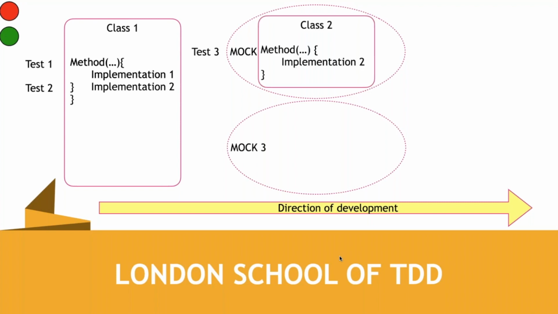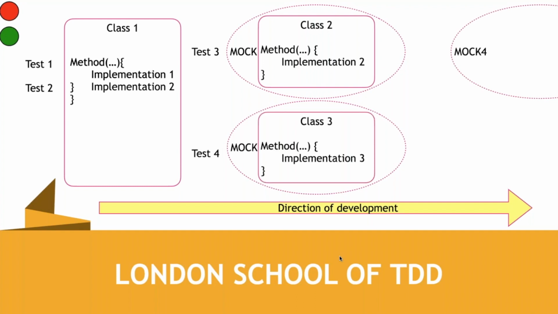I write test 3. Finally, I write class 2. I mock again the collaborator. Test 4 for class 3, and I mock again the collaborator. And I keep going like this until I reach the end. At some point, I cannot mock anything more, and I probably need to switch back to the classic school of TDD and assert against state instead of asserting or verifying that the mock was called. But I do that at the last moment, and I'm taking design decisions very early in the process. Okay, so let's move on.